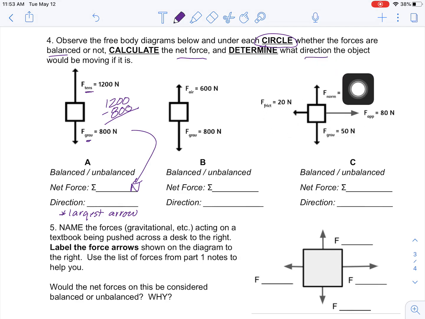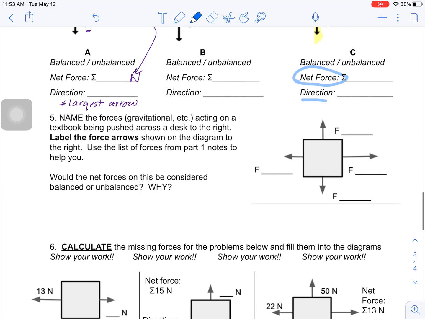Okay, so similar problem here. This one, notice you've got four forces to fend with, and you're always going to work the opposites. So I'm going to calculate these two, and I'm going to calculate these two. And you should be able to figure out your net force and the direction from there.